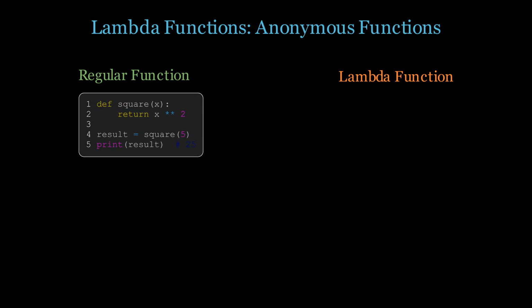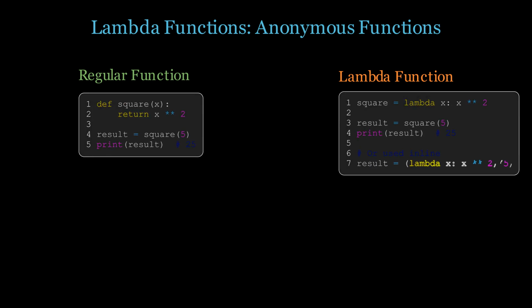The regular function uses the def keyword and a return statement. The lambda version is more compact. It uses the lambda keyword followed by parameters, a colon, and the expression to return. Notice how lambdas can be assigned to variables or used inline.